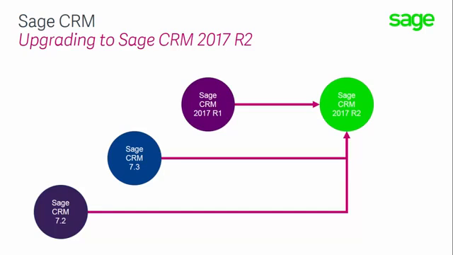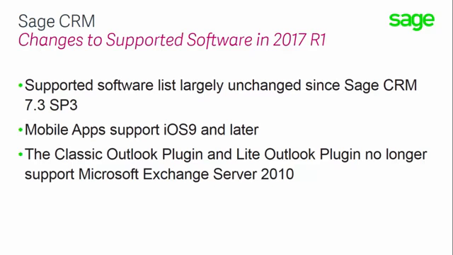So if you're a MailChimp user, then this is another important thing to consider as you plan your upgrade. And I remind you that you can upgrade to Sage CRM 2017 R2 directly from 2017 R1, from 7.3 and 7.2. Now, just as my last topic, I want to mention the changes in the way in which we support software underlying the system.